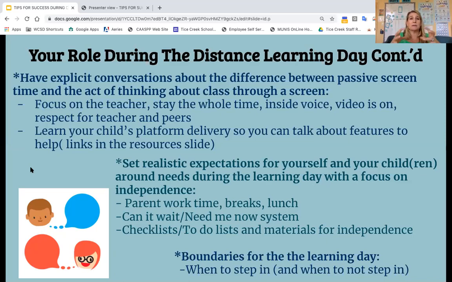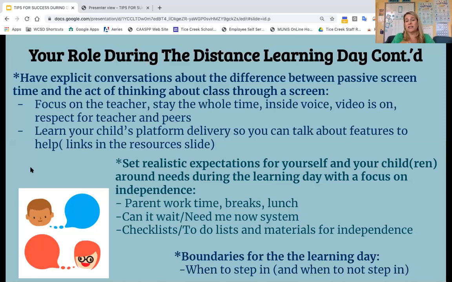So having that explicit conversation with your children, especially those younger children, about what it means to be on a Zoom call and to see your teacher, that your teacher can see you. That the things that you do and the actions that you take are part of your school day, and they're all being monitored by your peers and your teachers. So we want to focus on the teacher. We want to focus on our peers. We want to stay the whole time. We don't want to get up in the middle and walk around and do our own thing, because our teacher and our peers are watching us do that.